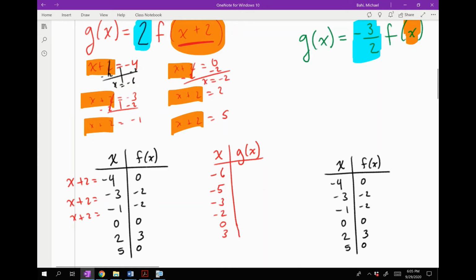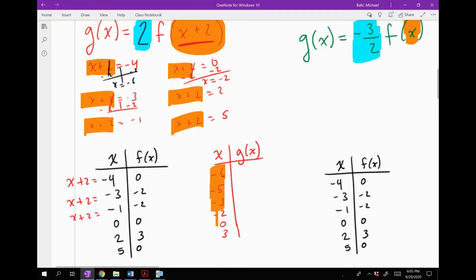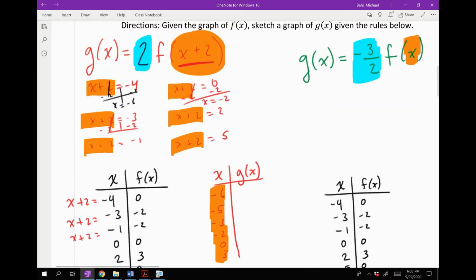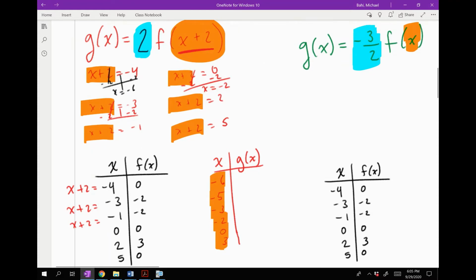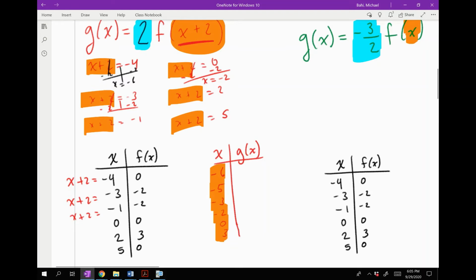Okay, so anyway, I'm not doing the work for the remainder. I hope you get it over here. So all of these new x coordinates are the way they are because of what was in the parentheses. So this part, this x plus 2, only affected the x values. We don't have to worry about this 2 out in front that's in blue, because that's going to affect the y.